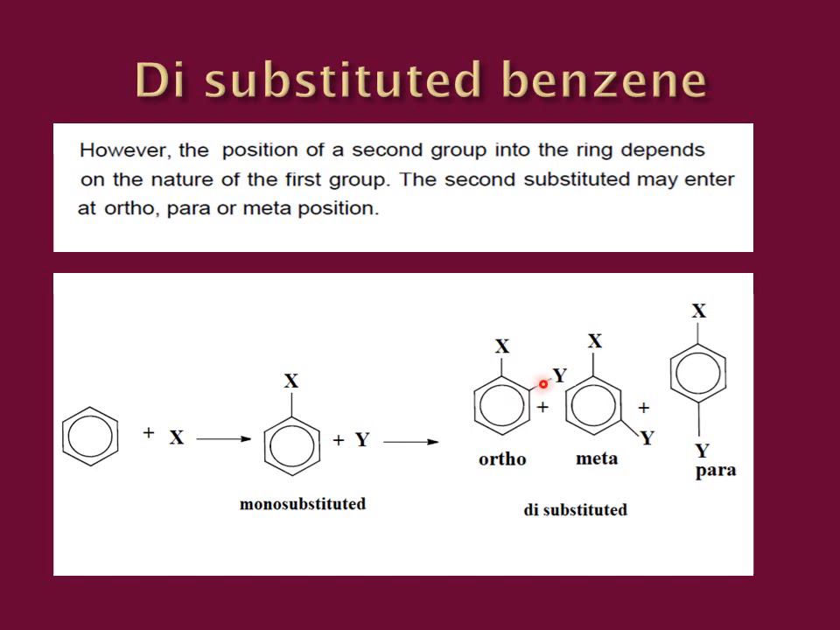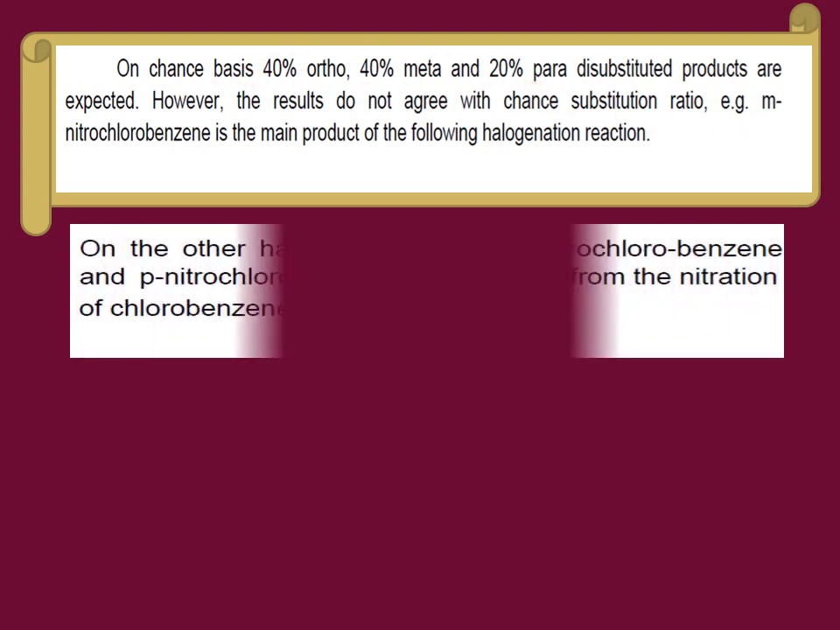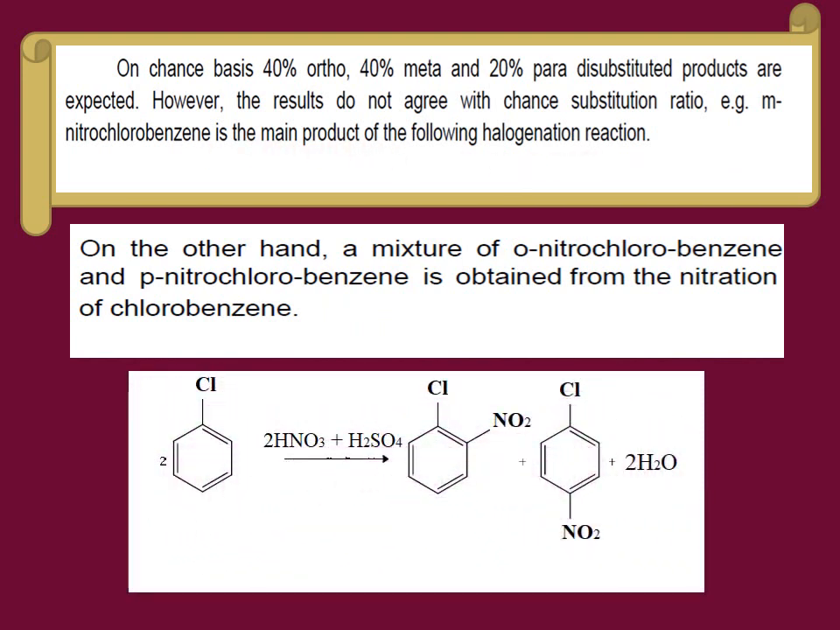Now students, on chance basis, 40% ortho, 40% meta and 20% para di-substituted products are expected. However, the results do not agree with the chance substitution ratio that has been provided. For example, meta-nitrochlorobenzene is a main product of the following halogenation. Now students, the generalization is made that 40% ortho substitution might occur because we have 2 ortho positions in benzene, 20% for one, 20% for the second carbon. Similarly, 40% meta because we are again having 2 meta positions in the benzene ring. So chance of 20% substitution on this meta position and 20% on the other meta position. Since we are having only one para position in the benzene ring, the chance is 20%.